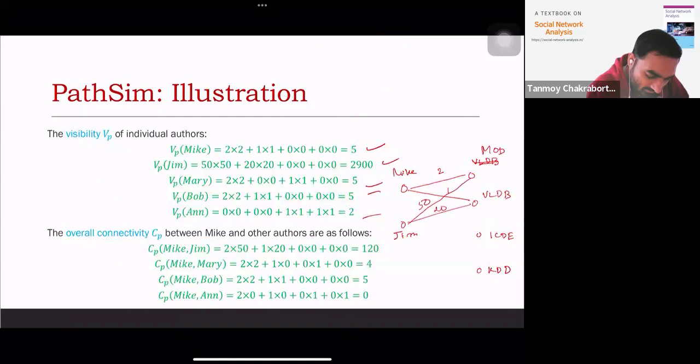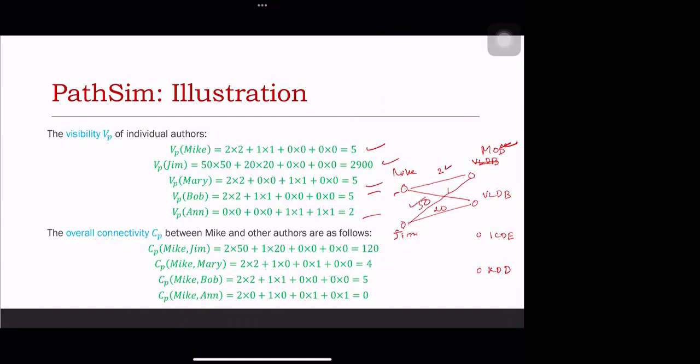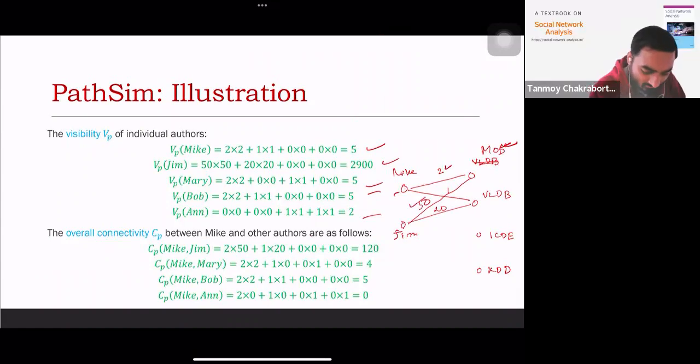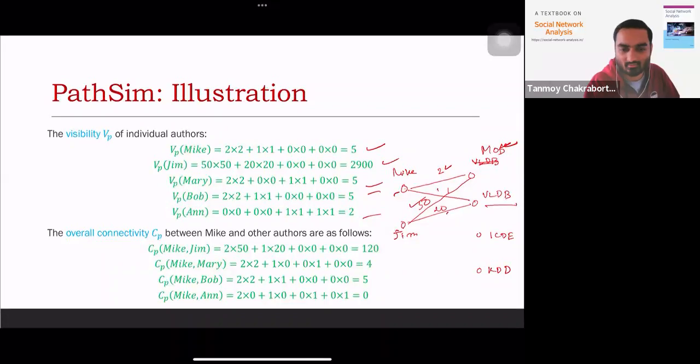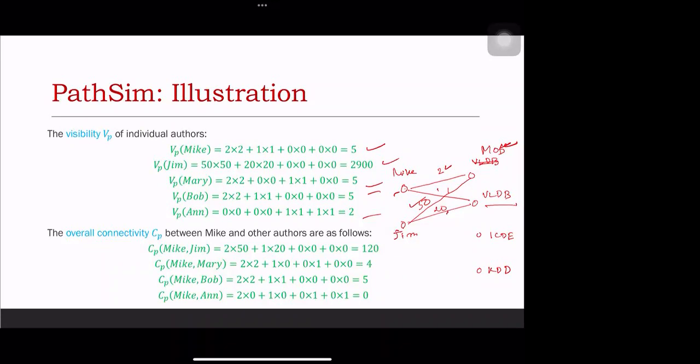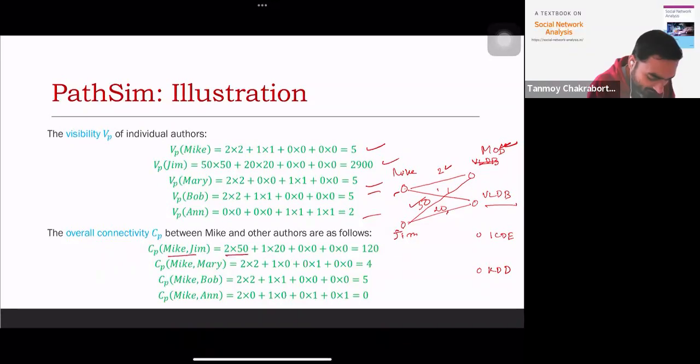That's all. So how many metapaths exist of type AVA between Mike and Jim? So when you fix mod, how many metapaths exist between Mike and Jim? 2 into 50, right? Between Mike and Jim through VLDB, 1 into 20. Very good, right? That's all. So between Mike and Jim, you have 2 into 50 plus 1 into 20 plus 0 into 0 plus 0 into 0 for these values. So this is 120, right?